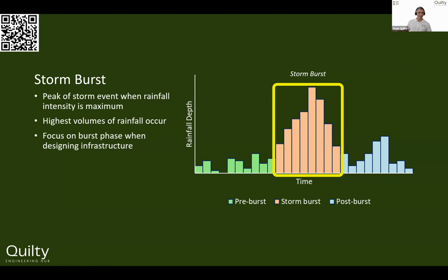Later, we're going to talk about IFDs, intensity, frequency, duration tables. And that again refers specifically to this storm burst. It's not the complete storm, it's just this high intense portion of your complete storm itself.